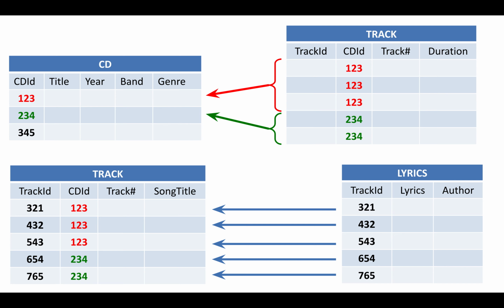Here's an example of how this might look. We have a particular CD, 1, 2, 3, having many tracks, 1, 2, 3 over there, or 2, 3, 4, several tracks. But then when you go from track to lyric, there is a one-to-one relationship between the track and the lyric that is associated to that particular track.